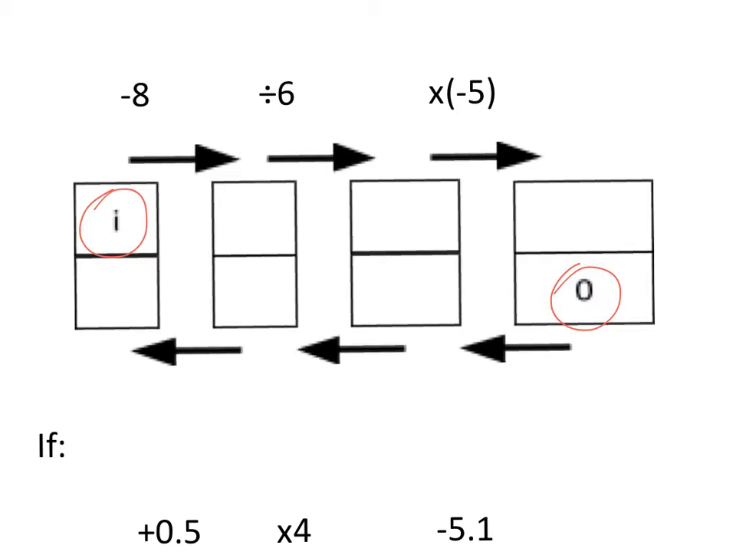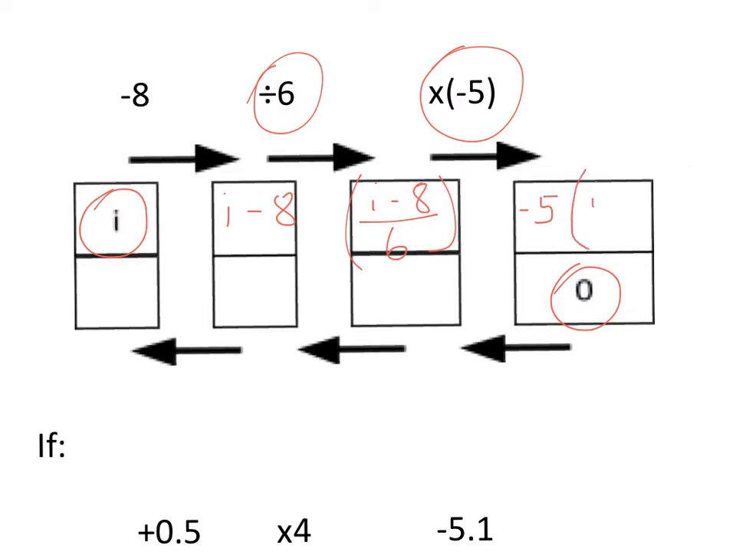So it wants us to subtract 8, so we go I minus 8. Next thing it wants us to do is to divide by 6. So I minus 8 divided by 6. The next step is to multiply all of this by negative 5. So we put our negative 5 in the front, and we multiply the whole lot by negative 5.